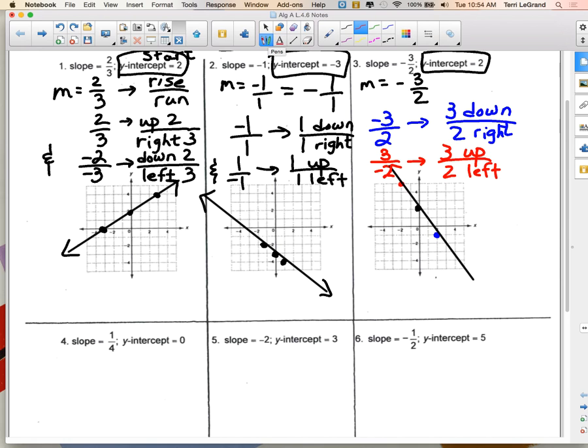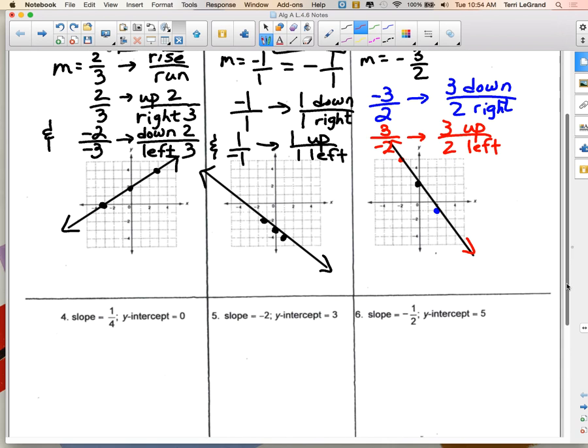Yeah? What's it doing? What's its behavior? Falling from left to right. What type of slope has falling behavior? Negative. And we started with a negative slope, didn't we? So feeling pretty confident about that much anyway. Okay. So any questions on those top 3?